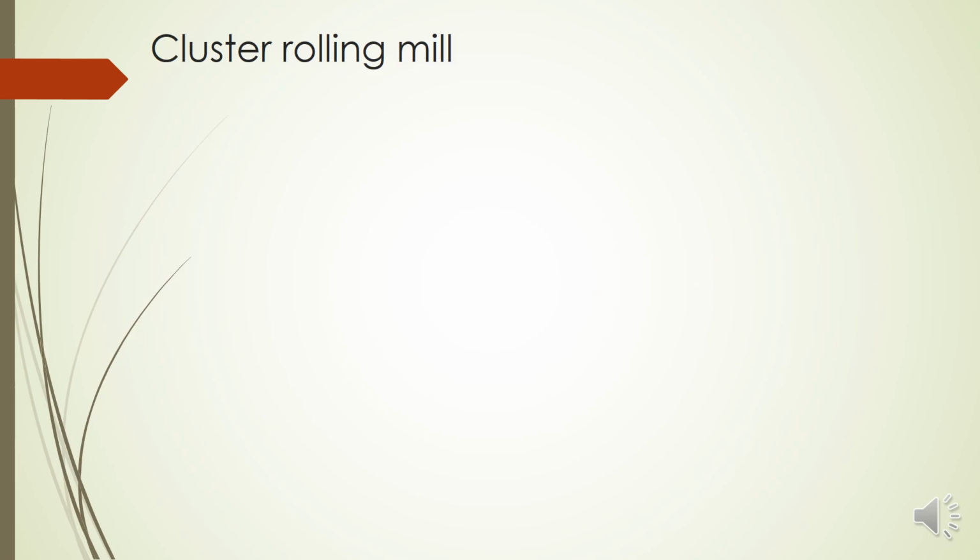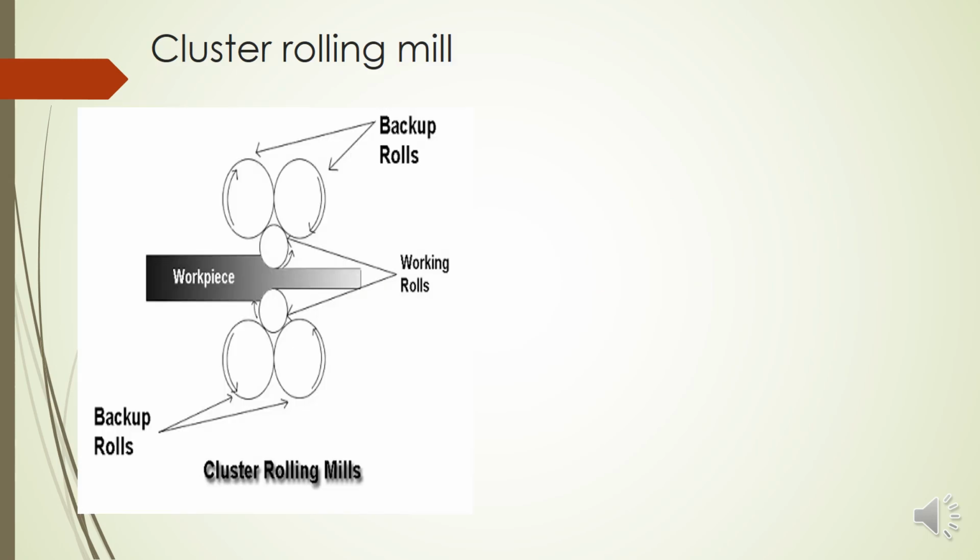Now another arrangement we use is the cluster rolling mill. This is a figure of a cluster rolling mill. You can see here the working rolls are only 2, but they are supported by more than 1 backup roll. Instead of 1 backup roll as in the 4 high roll, here we are using a cluster of backup rolls. That is why it is known as a cluster mill.